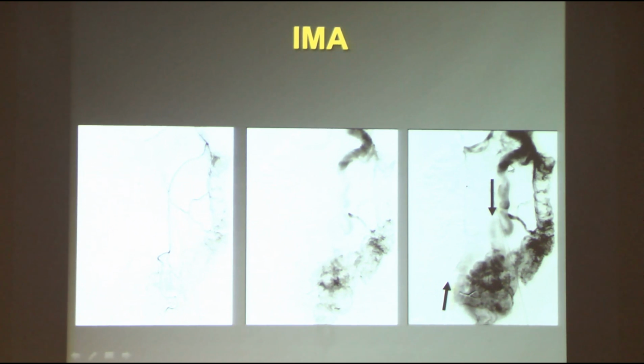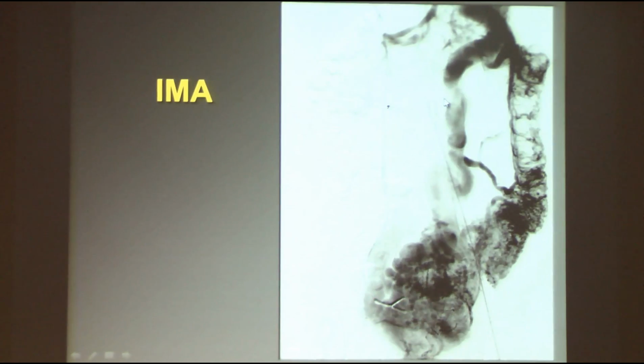And not only did this vein go to the rectum where it's causing bleeding, but then it drained into the inferior vena cava, and it was probably the cause for the pulmonary emboli.